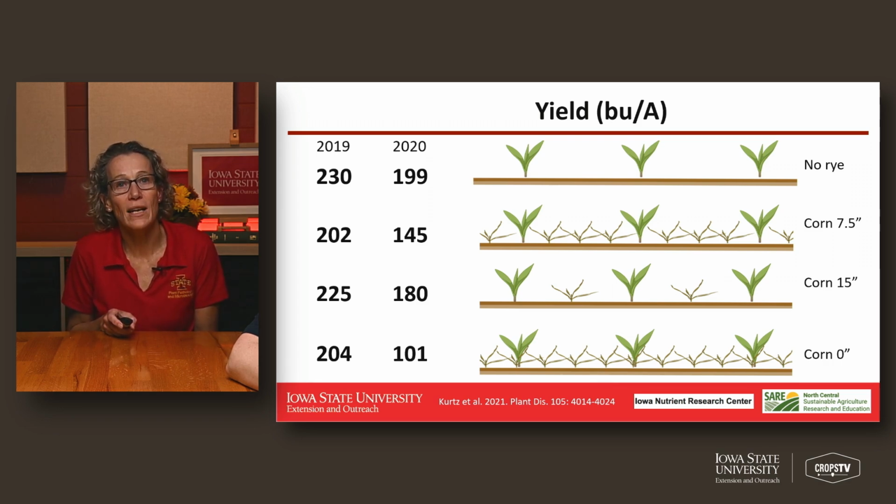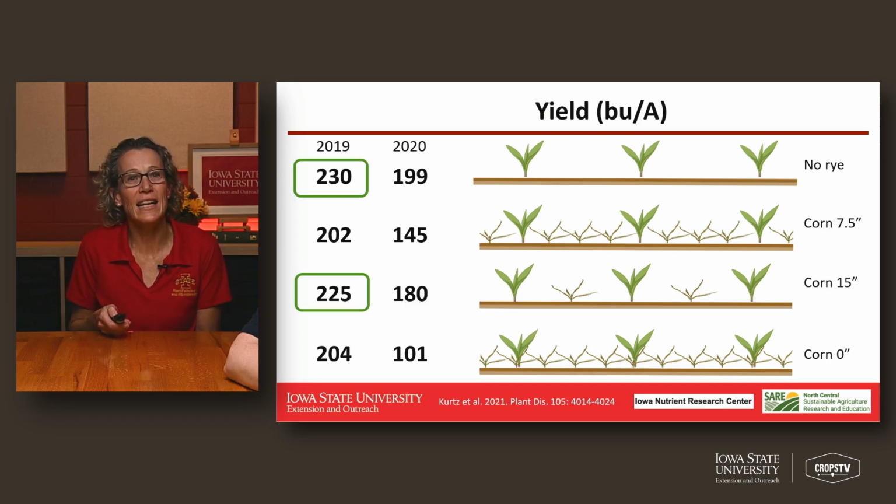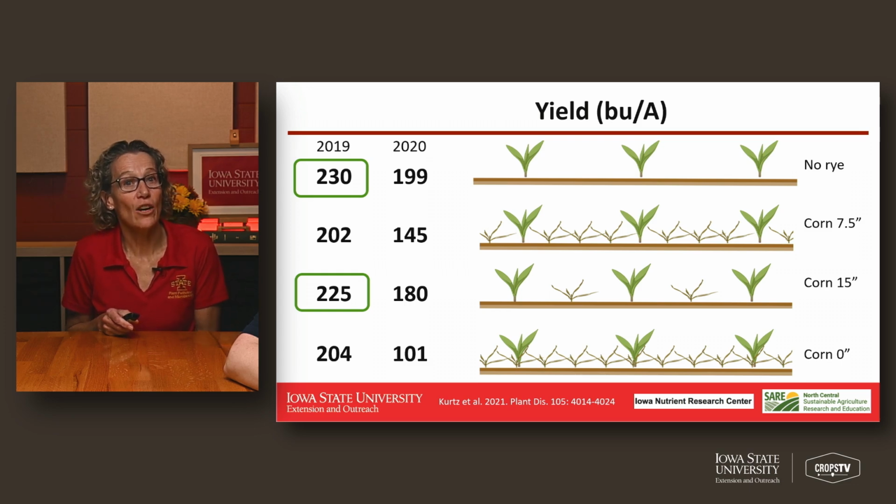And then when we look at the yield, the slides laid out the same way, but the yield in 2019 and 2020, you can see that in 2019 we had the greatest yield in our no rye control, and where we socially distanced that corn 15 inches away from that rye, we had very similar yield. When that corn was planted closer to the rye or in the rye, those yields were quite a bit reduced.